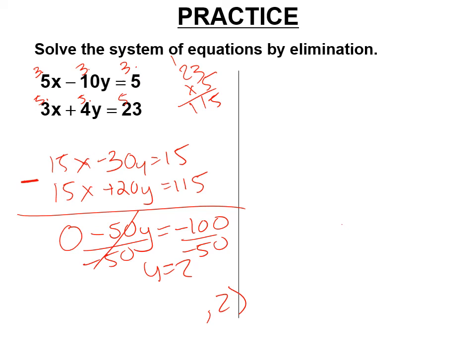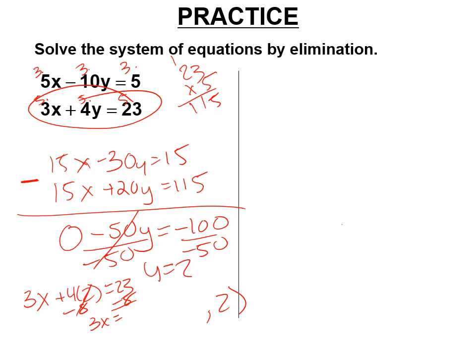We can put that in any equation. I'm going to pick this one right there. 3x plus 4 times 2 is 8 equals 23. Subtract 8 from both sides. 3x, I think 23 minus 8 is 15. Divide by 3. X equals 5. And that's where they intersect, 5, 2.